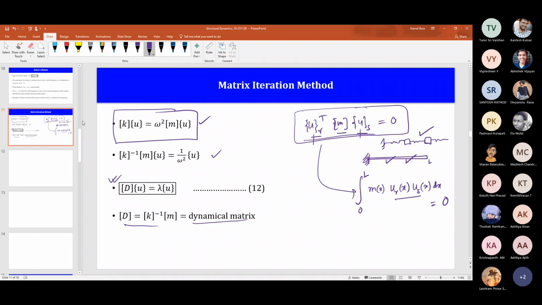It can be shown from linear algebra that if you solve this eigenvalue problem, equation number 12, the matrix iteration method will always lead to the highest eigenvalue, that is, the highest value of lambda. So if you get the highest lambda, then for our actual problem, what frequency will you get if you consider this problem?